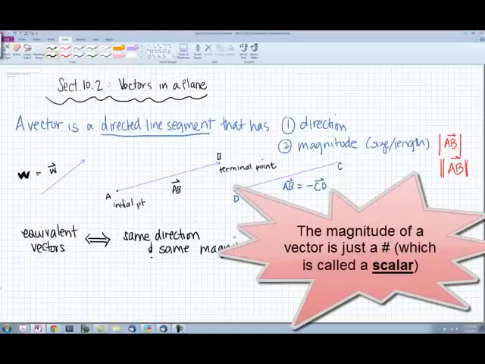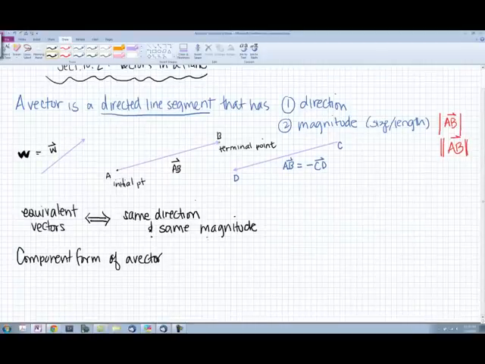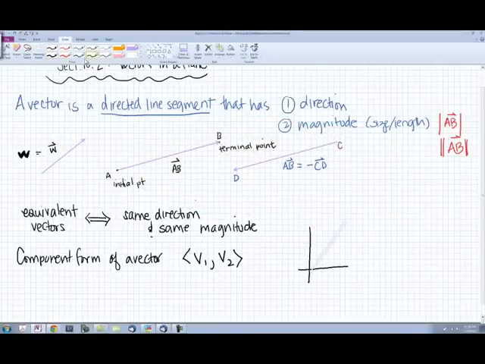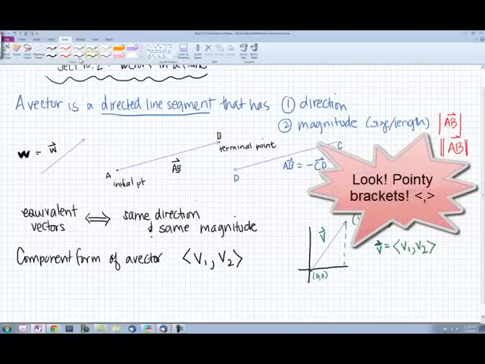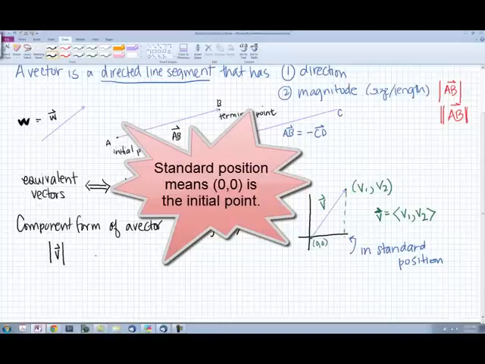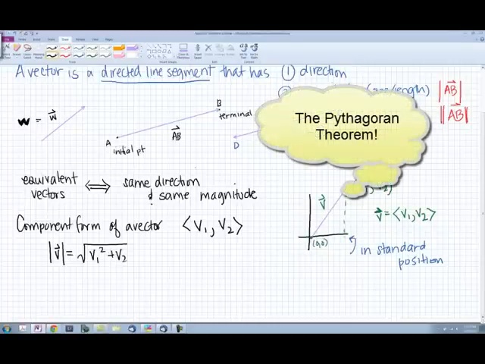There is something called component form of a vector, and there's also something called the linear combination form of a vector. With component form of a vector, we use these pointy brackets, v1, v2. If its initial point is at the origin and the terminal point is at some coordinate v1, v2, we would call this vector v, and we would say it equals <v1, v2>. And this vector is also in standard position. If I were to say, find me the magnitude of vector v, that would be equal to the square root of v1 squared plus v2 squared.